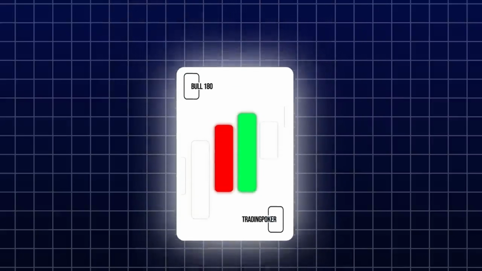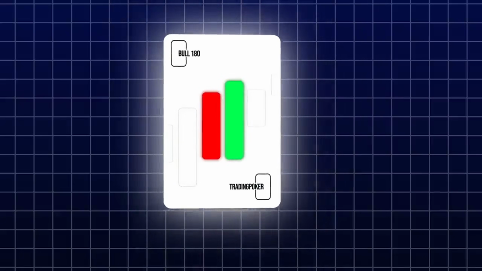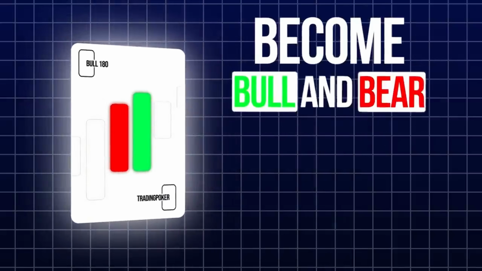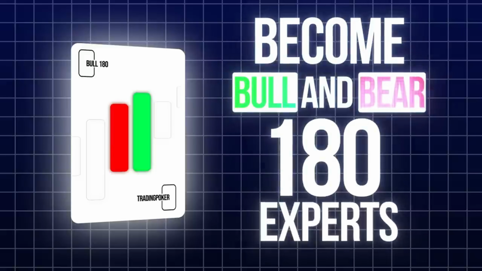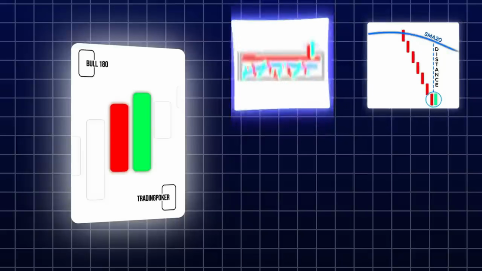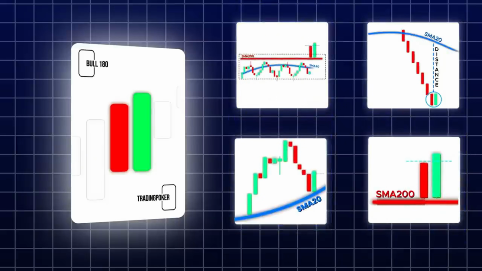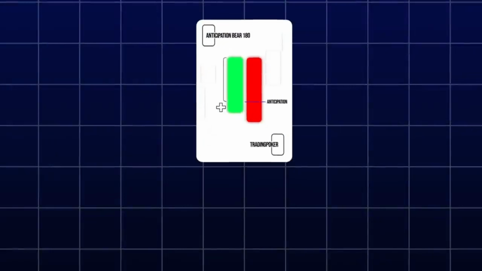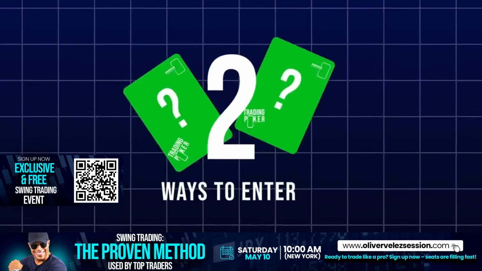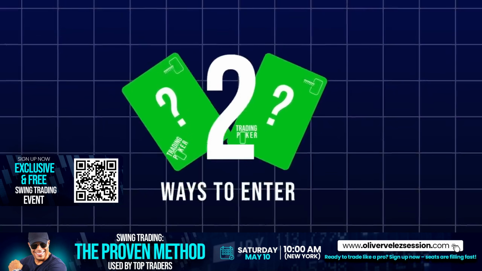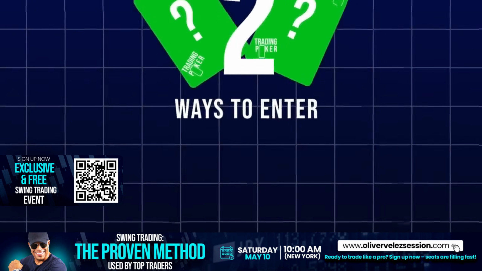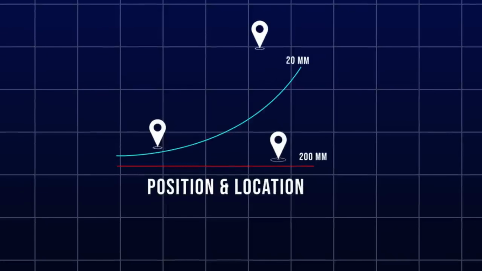Now, I want to do a dive on this because I'd like all of you to become bull and bear 180 experts, not only in terms of playing them, but of course, before you play them, you have to become good at identifying them. There are two ways to enter. You have to understand each of those two ways to enter. You also have to understand what position and location makes this very powerful play even more powerful. I teach predominantly from the bull side, and I like to show examples from the sell side, but we'll look at both sides here. We're going to take the bull 180 first.